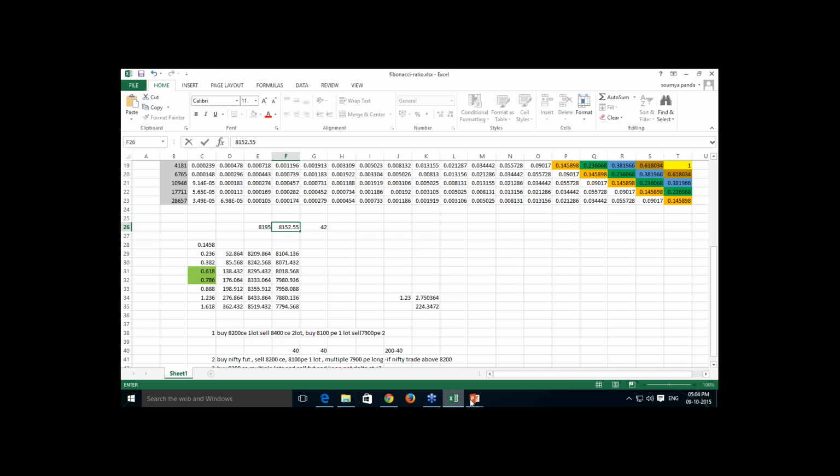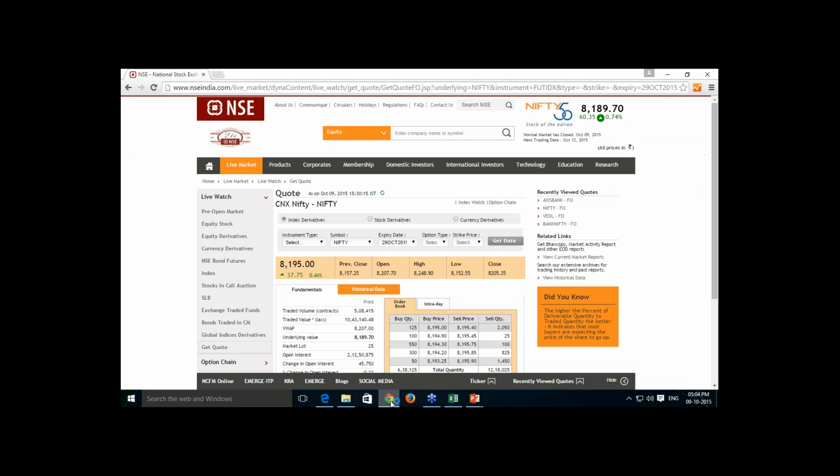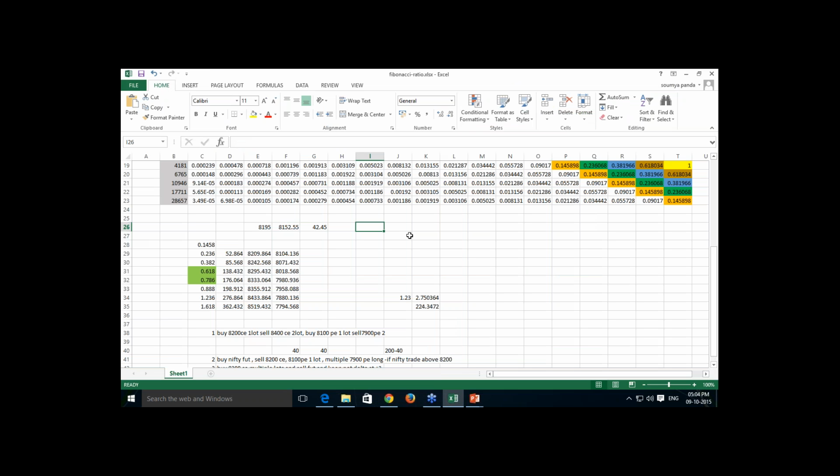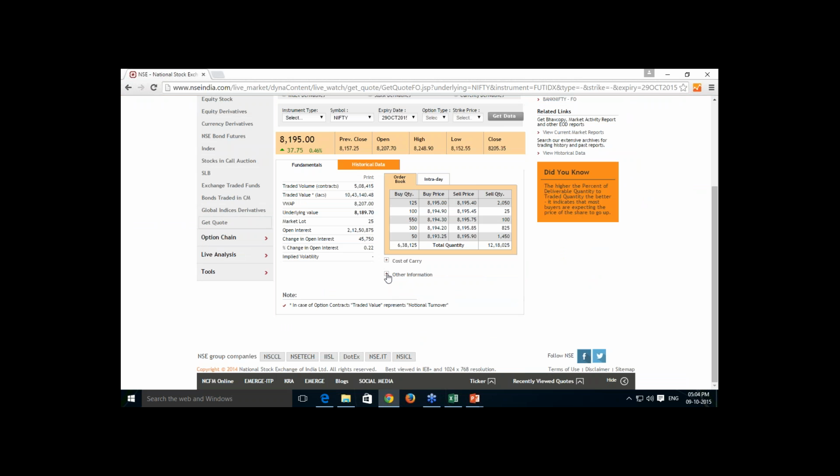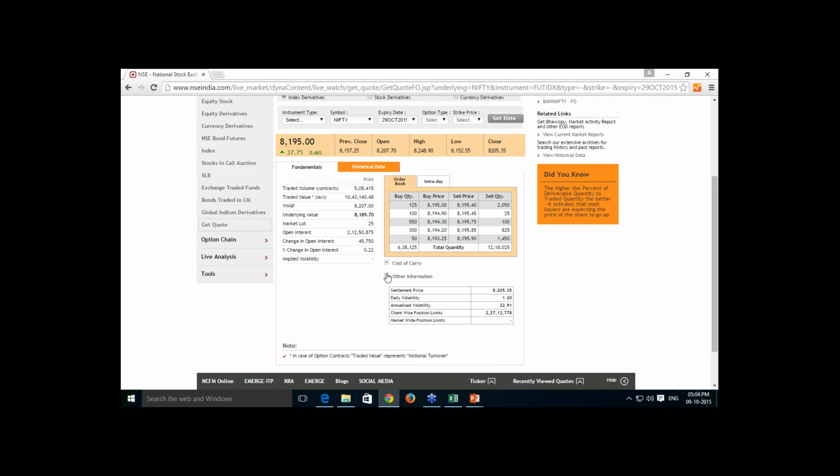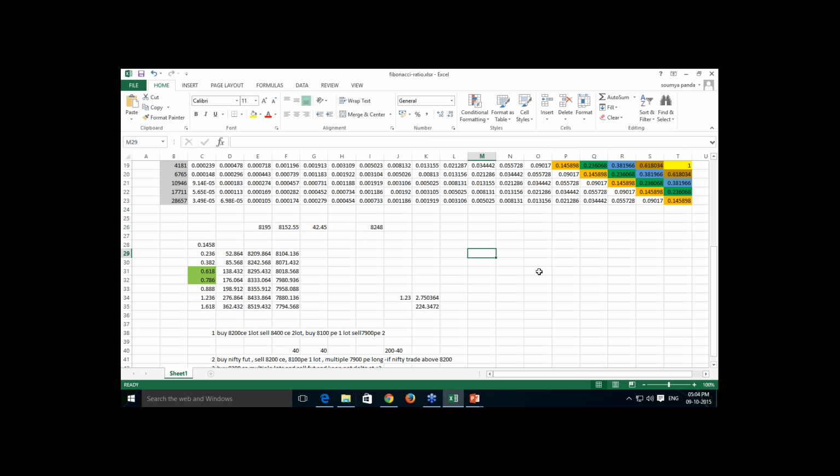So 8152.55, 8195, and we also made a high of 8249. So this is the high, this is the low, and this is the price we closed. Then, what is the volatility of the Nifty as per the NSE data, not as per our calculation? Daily is 1.2, annualized is 23. So daily volatility is 1.2%.